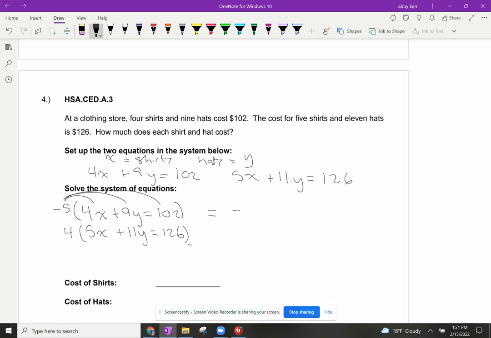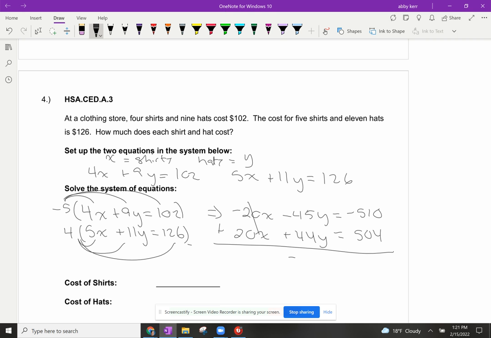Distribute all the way. So we're going to get negative 20x minus 45y. Negative 5 times 102 gets you negative 510. That got you 20x. This will get you 44y. And be careful. All the way over gets you 504. Divide by negative 1. So the hats cost $6.